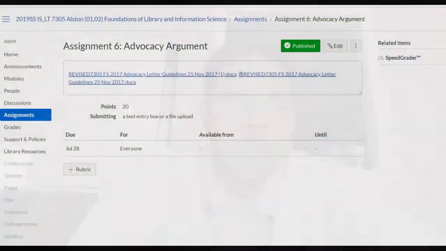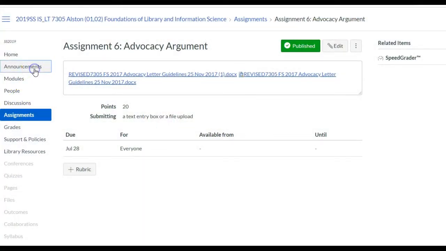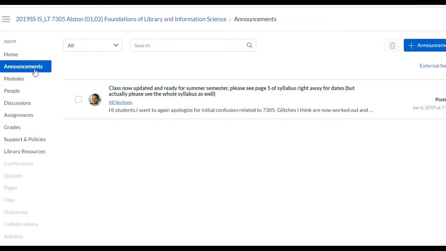So that is an intro to the course. You will get frequent announcements from me, so be checking the announcements area. And this will also be posted in the announcements, as will all lectures.